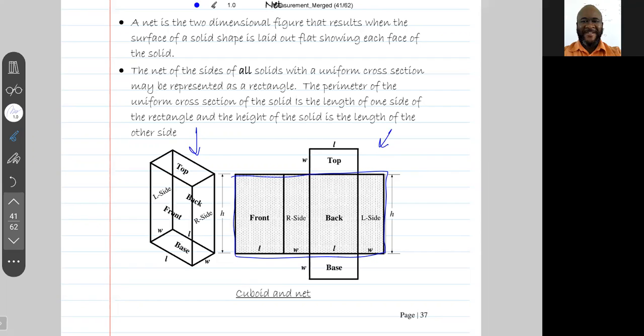So what are the connections between the solid and the rectangle? Well, for starters, the height of the solid becomes one of the sides of the rectangle, and the perimeter of the solid becomes the length of the other side. So you can see that this side is a perimeter: length plus width plus width. So the perimeter of the uniform cross-section of the solid is the length of one side of the rectangle, and the height of the solid is the length of the other side.